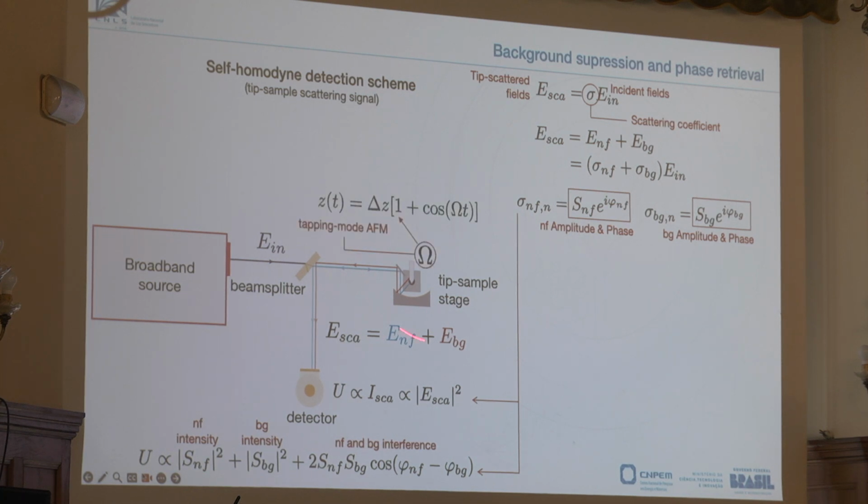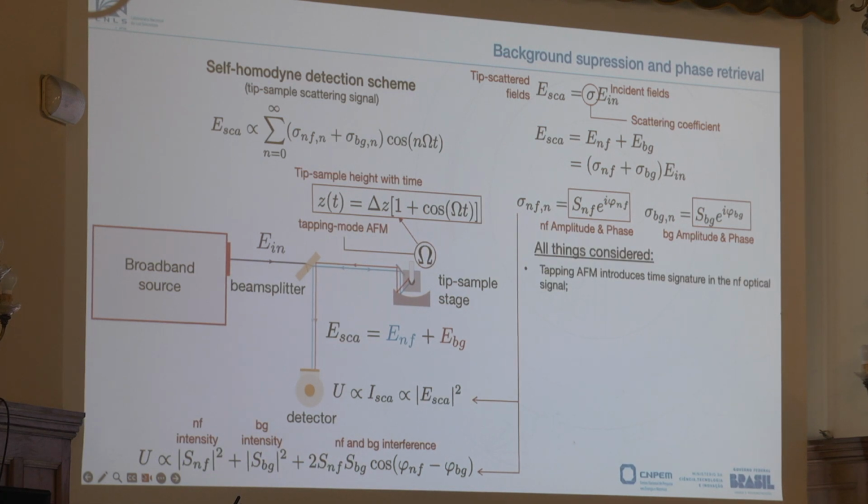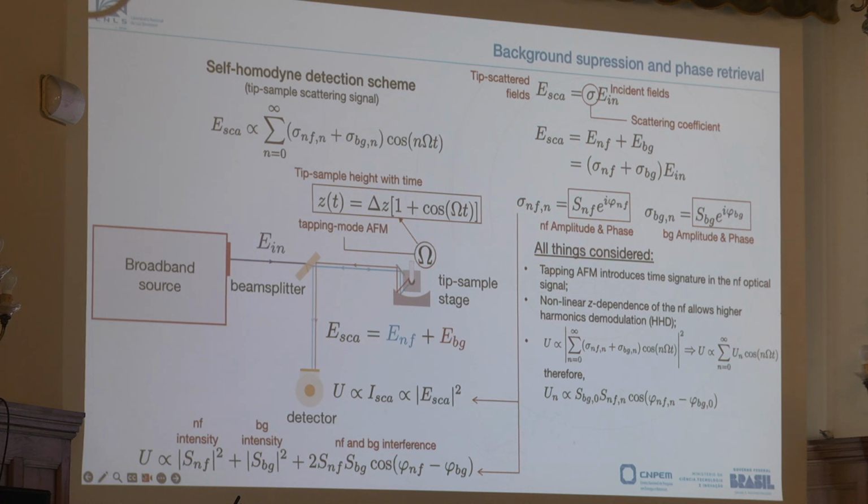When you use the dynamics of the tip, you have this signal with dependence on the tip height, and knowing that the near field signal is nonlinear, you can actually separate those two signals. But all things considered at this point, tapping AFM introduced this time signature to the near field optical signal. The nonlinear Z dependence of the near field allows higher harmonics demodulation, and that's the kind of signal you have at the detector.